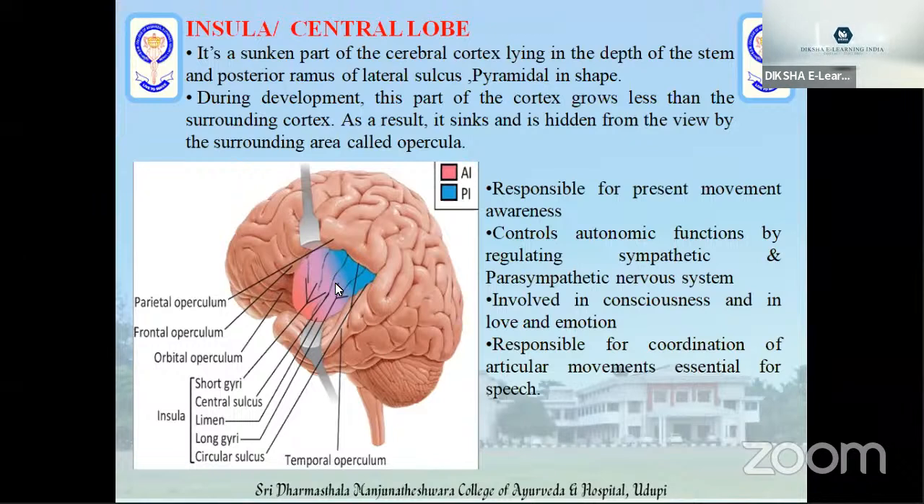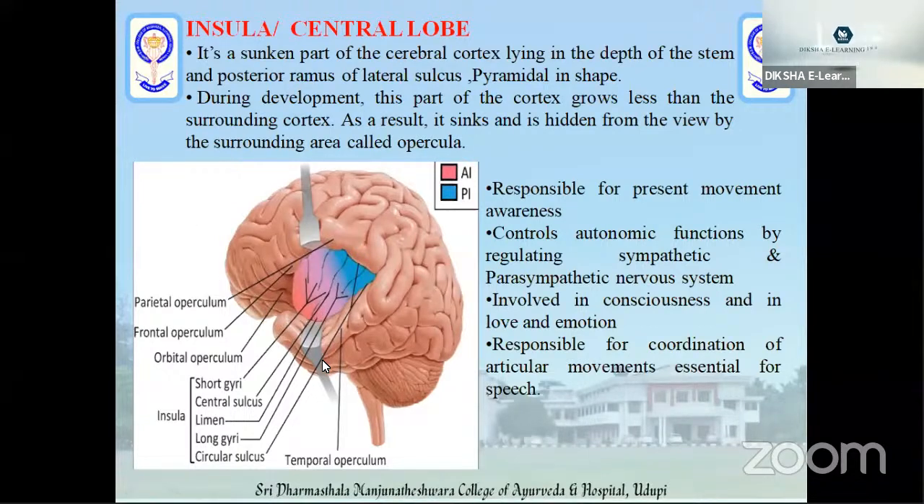Now, what are the functions of the central lobe? It is responsible for movement awareness, and it controls the autonomic functions by regulating the sympathetic and parasympathetic nervous system. It is involved in consciousness, and in love and emotion also. The limbic system is located nearby in the cerebrum, which is related with memory as well as love and emotion, and the central lobe is also related with that.